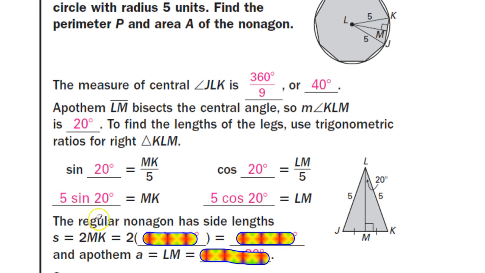All right, so now we're ready to find, I guess, the perimeter. S, being the side length of the nonagon, is what they're finding first.